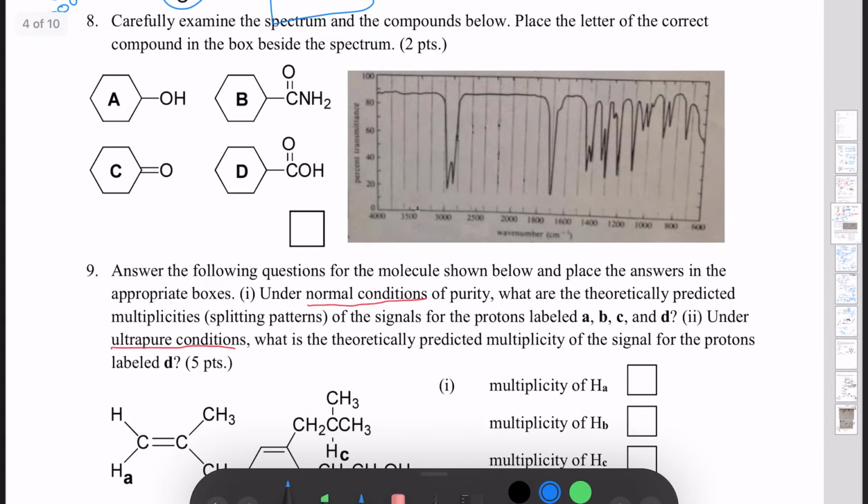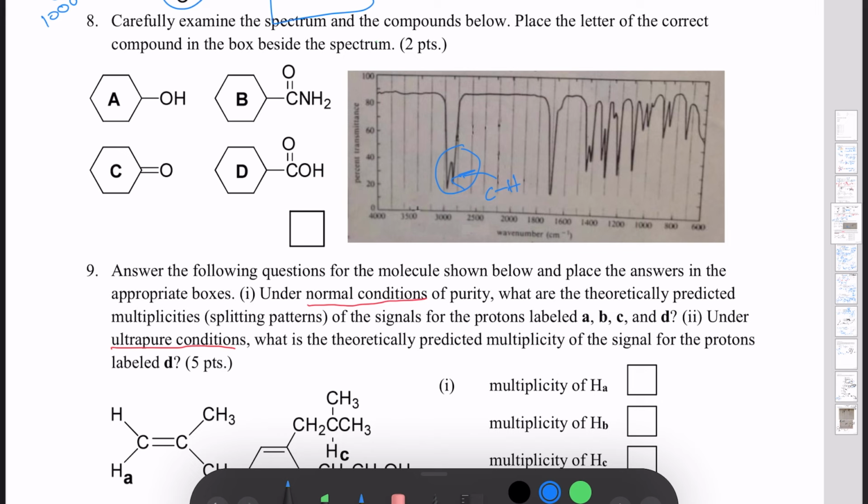For question 8, we are given a set of compounds, and we're given an IR spectra, and we're asked to find the compound that corresponds to that IR spectra. So when we look at this IR spectra, let's try to identify the main peaks. We see that there is a peak right before 3,000, and this corresponds to the CH bond, the CH stretching vibrational frequency.